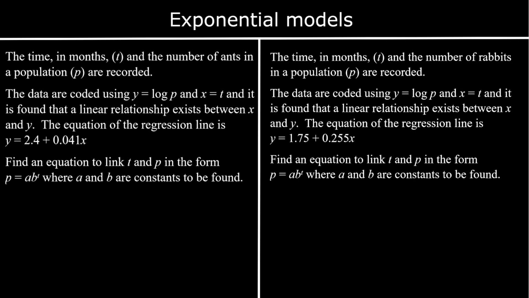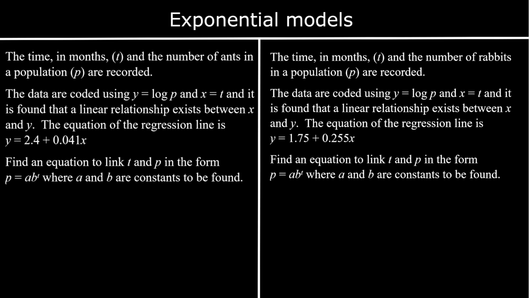Here's another question. The time in months t and the number of ants in a population are recorded. The data is coded using y equals log p and x equals t, and it is found a linear relationship exists between x and y. The equation of the regression line is y equals 2.4 plus 0.041x. Find an equation to link t and p in the form p equals a b to the power of t, where a and b are constants.